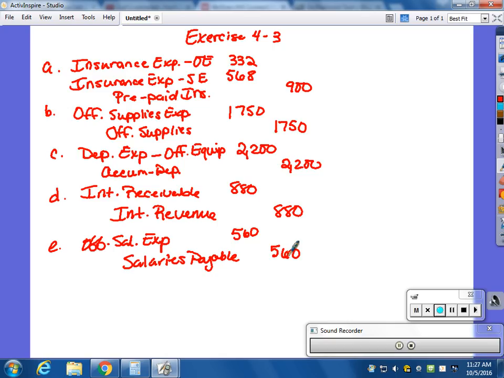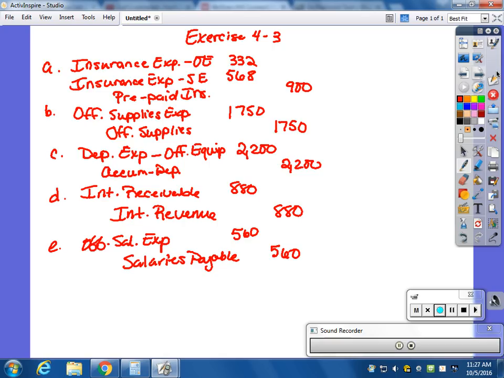Exercise 4-6. It says these partially completed income statement columns from a 10-column worksheet are for Brown's bike rental. Use the information to determine the amount that should be entered on the net income line of the worksheet, and then prepare the closing entries. It also said that they didn't have any withdrawals. So first we have to fill out this part of the worksheet, which is basically your trial balance, right?